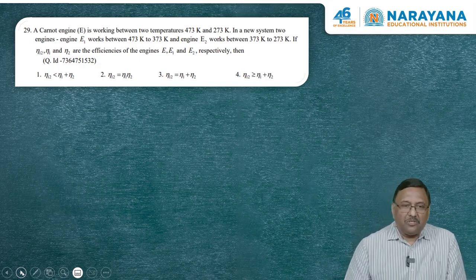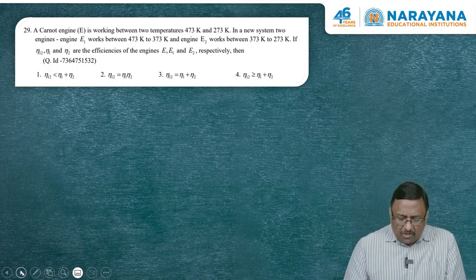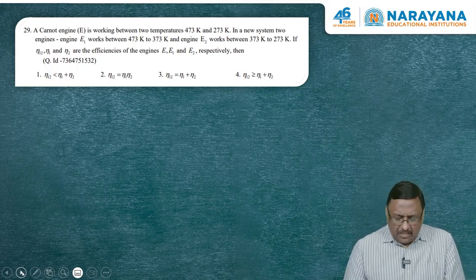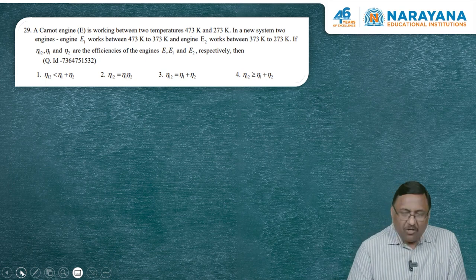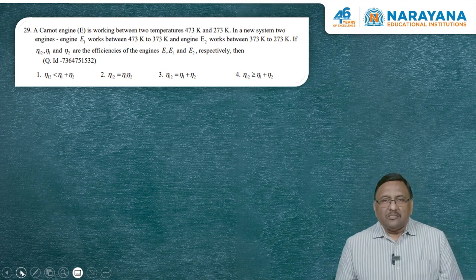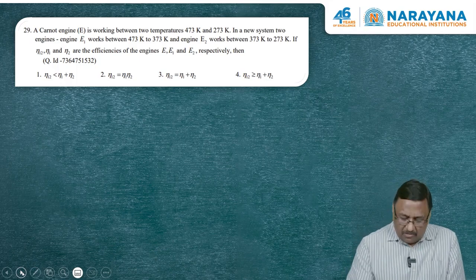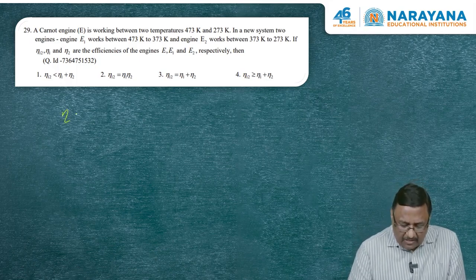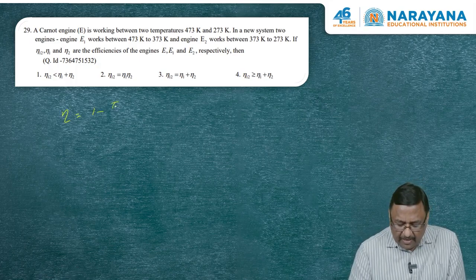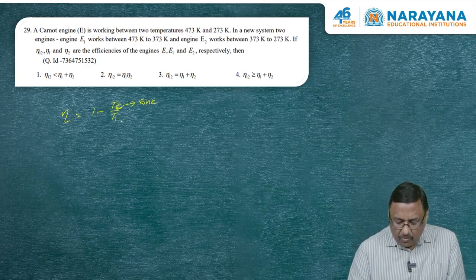So if you see the options, then we have to understand what is eta 12. In case of a Carnot heat engine, first of all, let me say for a Carnot heat engine, the efficiency is given by something like 1 minus T2 upon T1. I'm coming directly to the relation. So as we know, the efficiency is going to be 1 minus T2 divided by T1, where T2 stands for sink temperature, that is the lower temperature, and T1 you know very well stands for source temperature, that is the higher temperature.